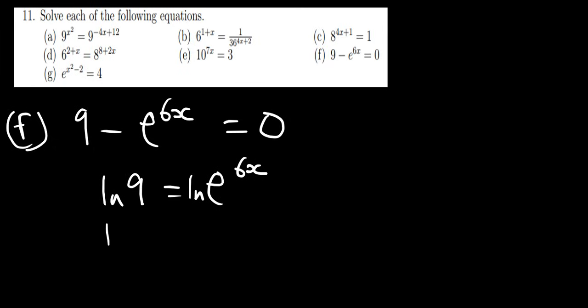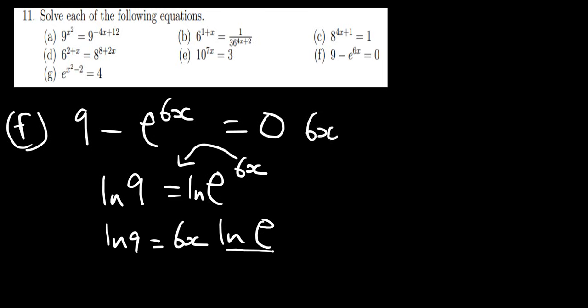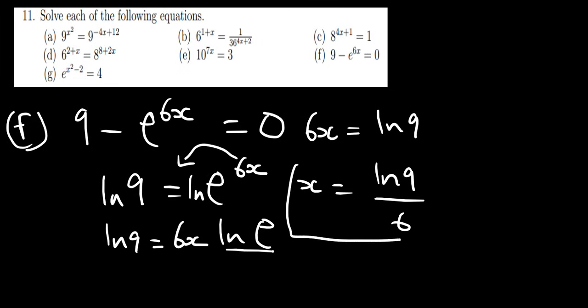So we're going to have ln 9 is equal to, we can drop this 6x there, so it will be 6x and then ln e. What is ln e? ln e is 1, so our equation there is just 6x is equal to ln 9. Let's divide by 6 on both sides. We're going to have ln of 9 divided by 6. So this here will be our final answer.